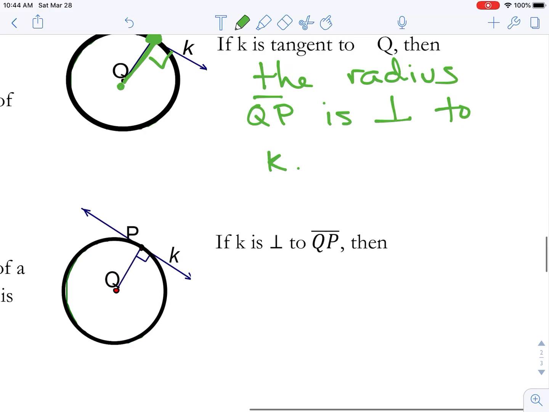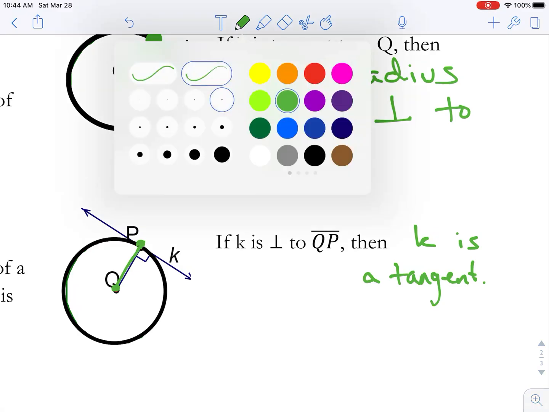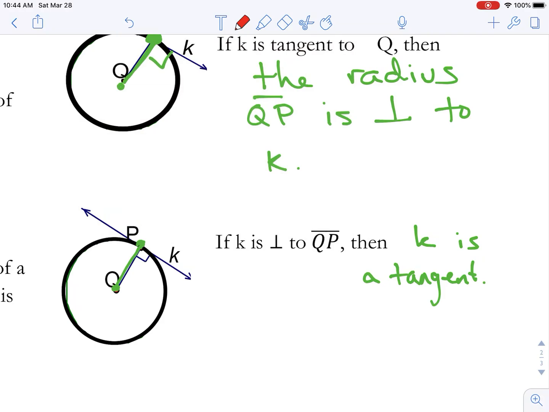You can also go the other way. Let's say you see a line and it's perpendicular to a radius. It seems like it might be touching in one spot, but we haven't zoomed in to it like 1,000%. So we don't really know, but it looks like it could be tangent, and we know it's perpendicular. Well, then it is. Then K is a tangent. So this is a way to make sure you have a tangent on a circle: make sure it is perpendicular.